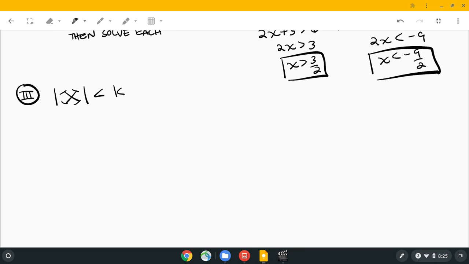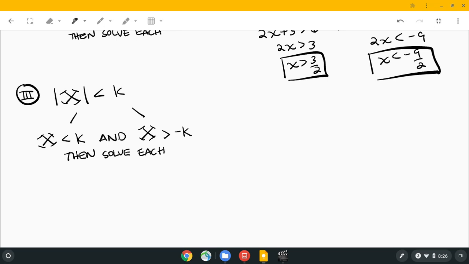then we set it up, not absolute value, but this funny looking x is less than k. And here we use the 'and,' not the 'or,' okay? And funny looking x, we also switch it here. This one is like the original one. This one we switch it greater than negative k. Then you solve each one. Okay?